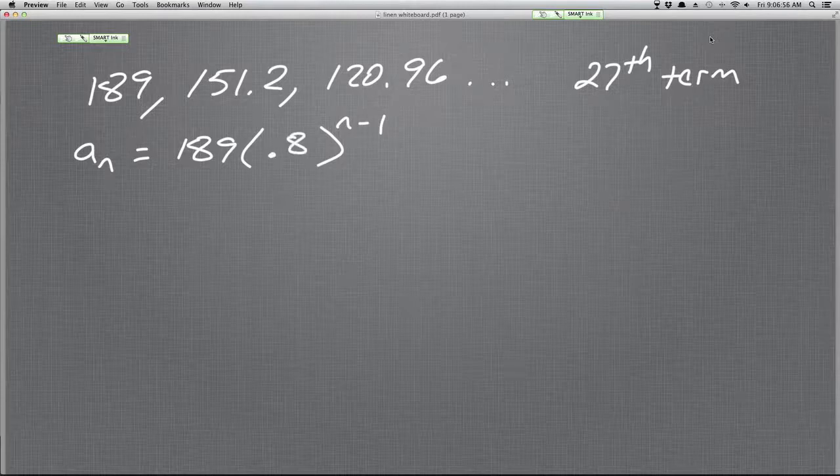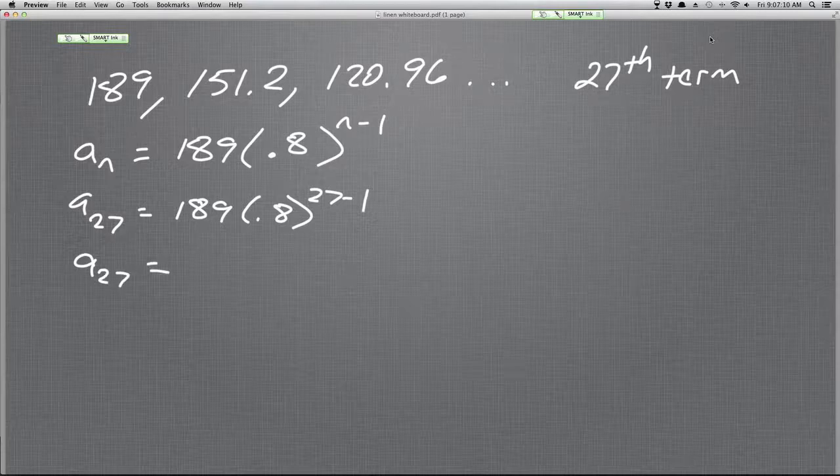Then to get the 27th term, all I have to do is plug in 27. So 0.8 raised to the 26th, and then times 189. To 3 decimal places, I get 0.571. Good. So 0.571 is my answer.